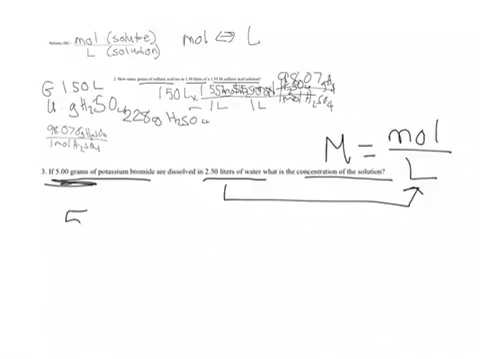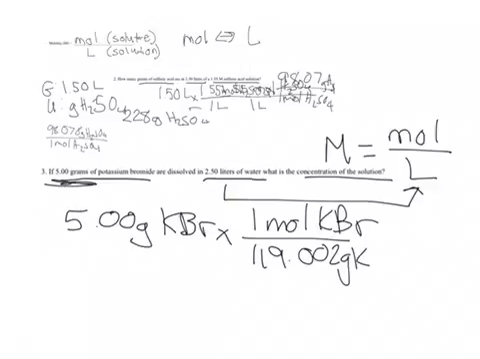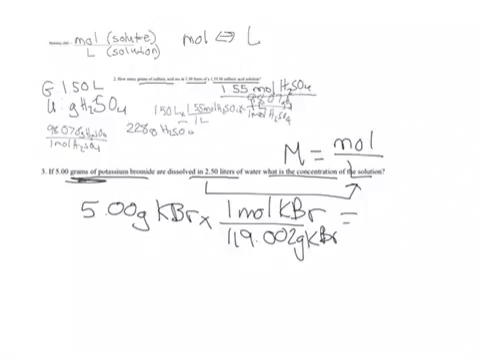We're going to start with our 5 grams of KBr, and we are going to convert it to moles of KBr. So we divide by molar mass. When we do that, we get our moles, which will be 0.0420 moles of KBr.